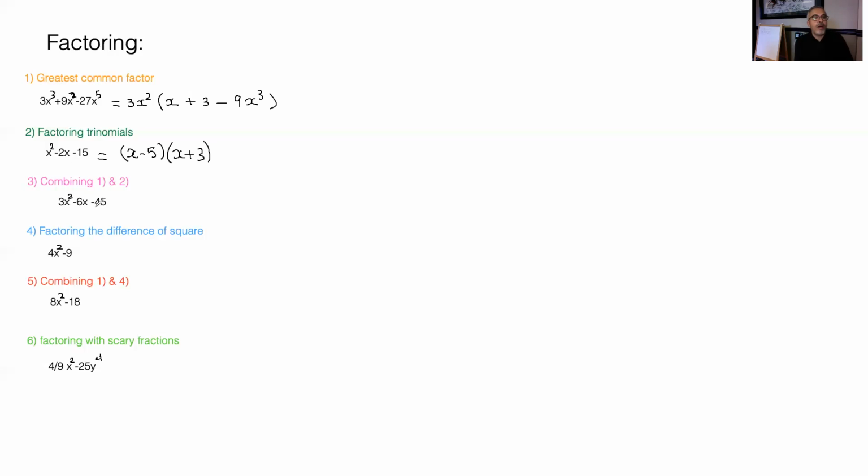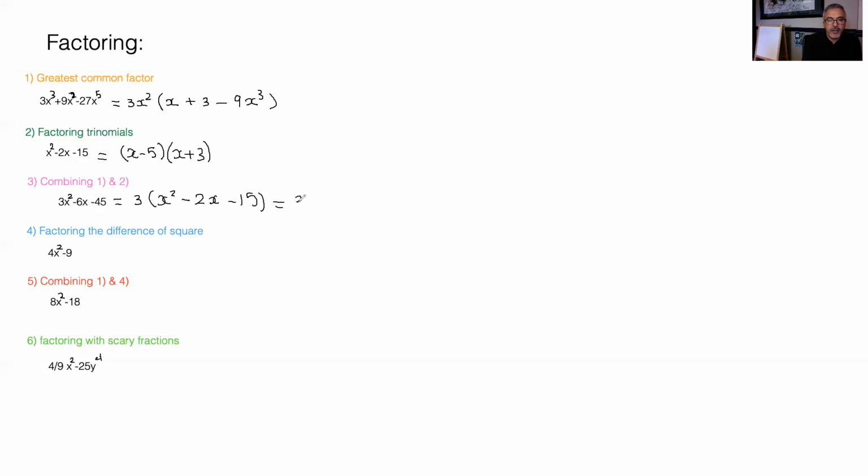Now a combination of 1 and 2, so combining these two together, if I have something like this, the first thing I always look for is if I have a greatest common factor. And here, obviously, 3 is the greatest common factor. And then I rewrite this as x squared minus 2x minus 15, that's what I meant to write. So because 3 divided by 3 is 1, 6 divided by 3 is 2, 45 divided by 3 is 15, and that's how I got it here.